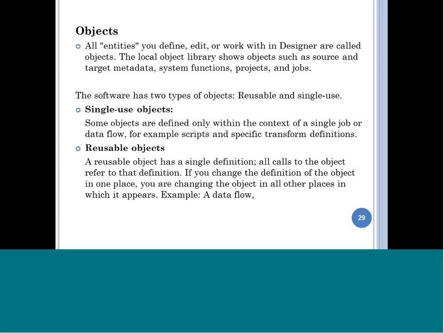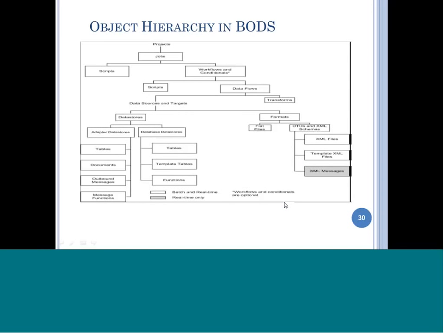And reusable object means it can be called in any number of objects. It doesn't require re-modifying it for that particular job. If the usage is the same, then that is called a reusable object. The data flow is called a reusable object.